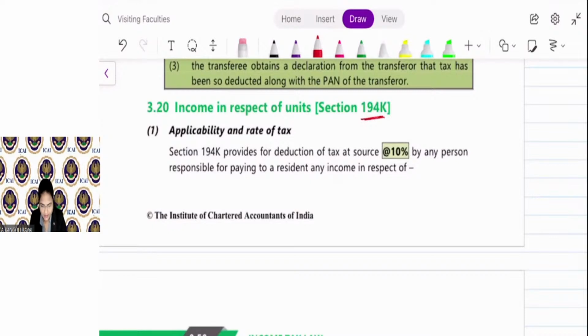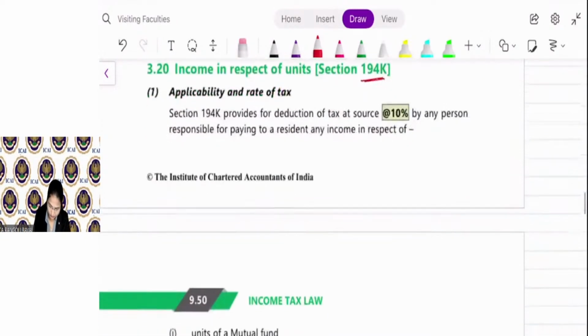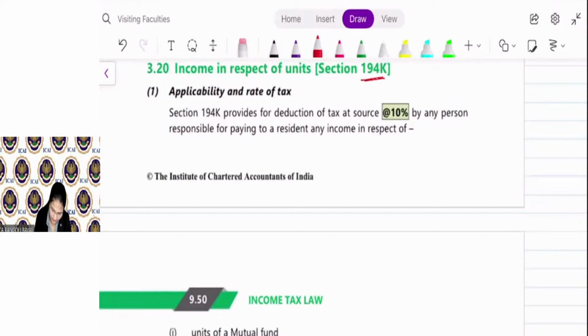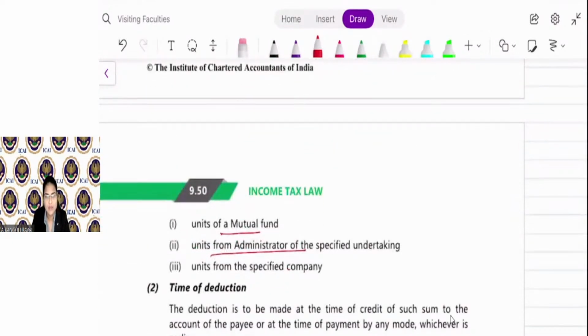So let us discuss section 194K, that is income in respect of units. Here the units of a mutual fund, units from the administrator of a specified undertaking, and units from a specified company are covered. So if you receive any income, say for example, if you are receiving dividend from shares, then TDS is required to be deducted under section 194.